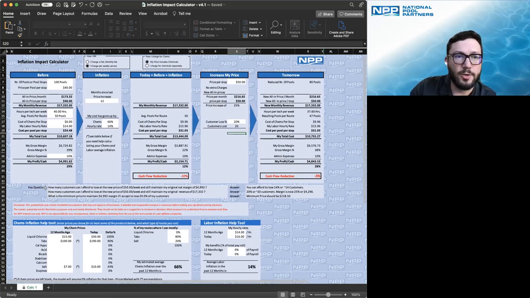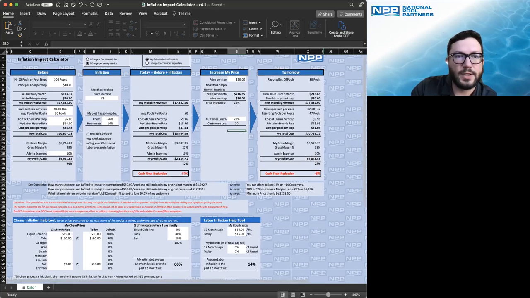These key questions below the table can also really help guide your decision-making. The first one: how many customers can I afford to lose at the new price of $50 a week and still maintain my original net margin? This is going to give you a shortcut answer to that question. How many customers can I afford to lose at the new price of $50 a week and still maintain my original revenue? Again, this is going to give you the shortcut answer. And finally, over here: what is the minimum price to maintain my margin of $4,992 if I accept to lose 20% of my customers? This is going to show you the total monthly bill, what it roughly should be.